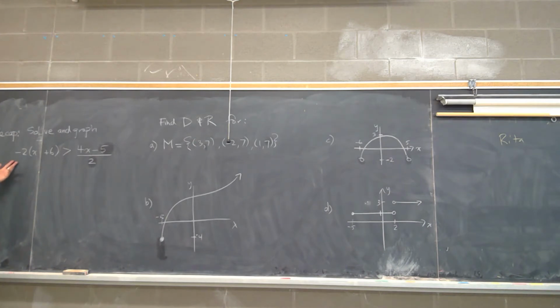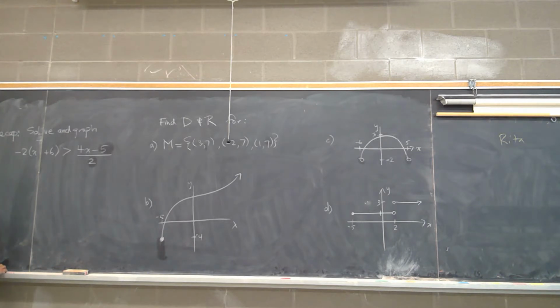The question is negative 2 times x plus 6, which is greater than 4x minus 5 over 2. So one more time, inequalities seem strange for a lot of students. Treat them like equations. So imagine that's an equal sign. So you're going to use your SAMDEV, or what a lot of you might know as reverse BEDMAS, to solve this.